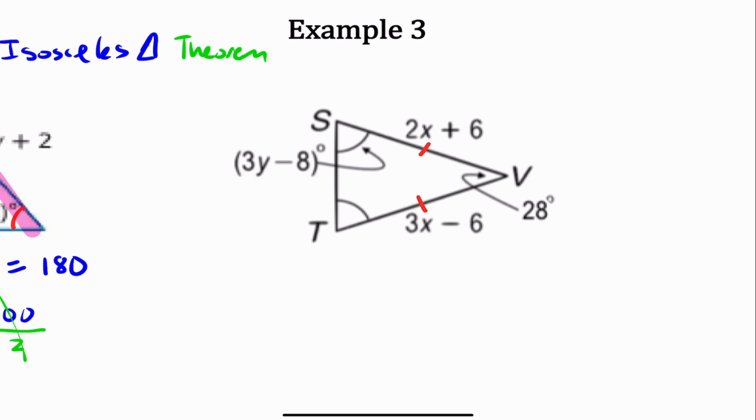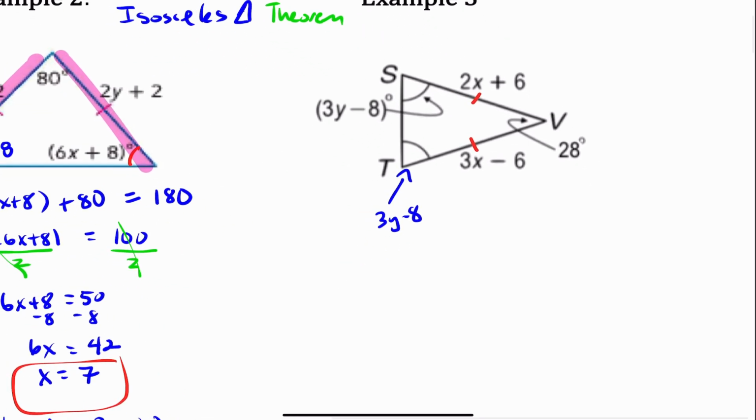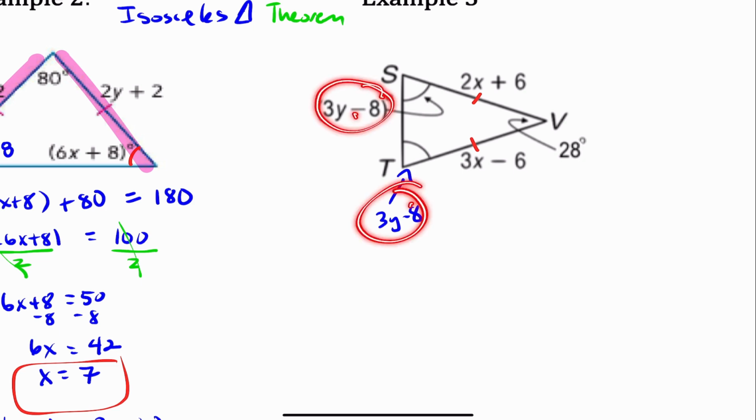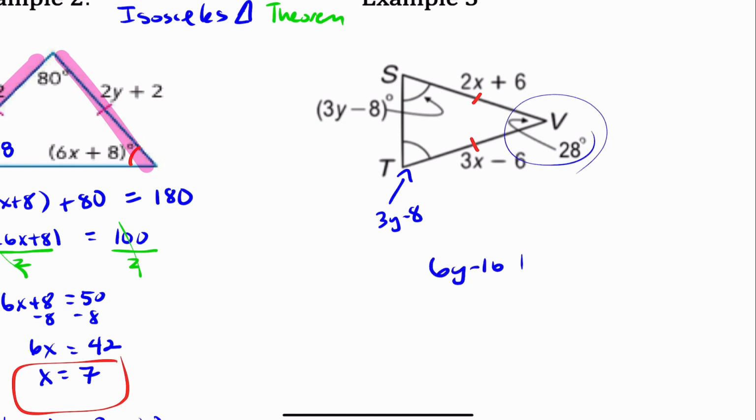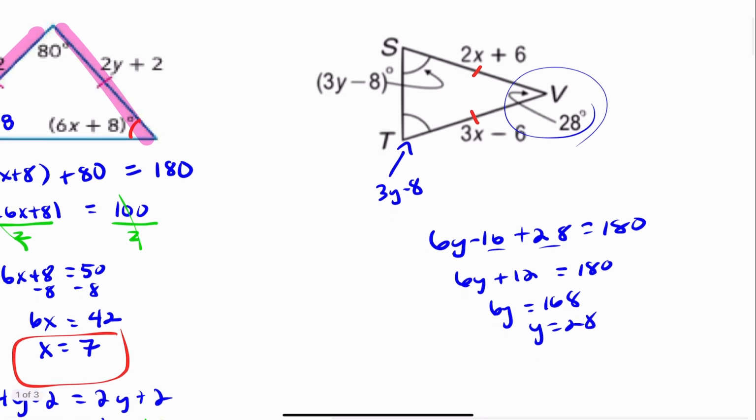So if this angle is 3y minus 8, then this angle has to be 3y minus 8. And you can see that this angle is 28 degrees. So I can add up all these angles: 3y minus 8 plus 3y minus 8 plus 28 is equal to 180. I'm going to combine these two, so 3y minus 8 plus 3y minus 8 gives me 6y minus 16. Don't forget to add that 28, set equal to 180. Combining the like terms, I get 6y plus 12 equals 180. So 6y is equal to 168, and y is equal to 28. That's me solving for y.